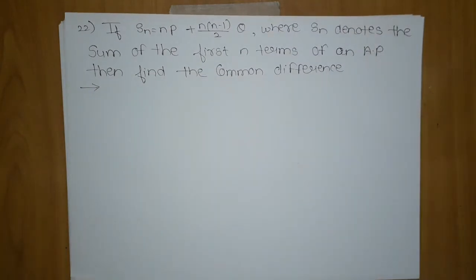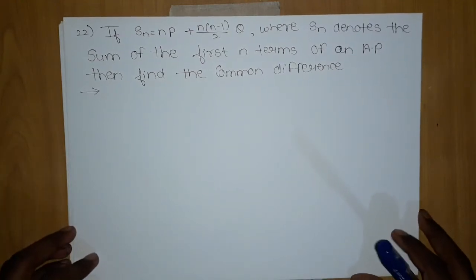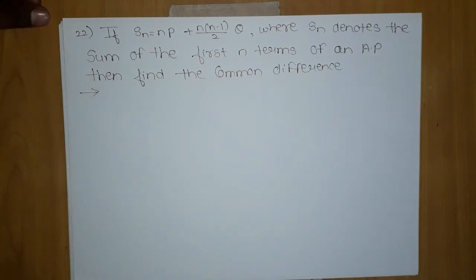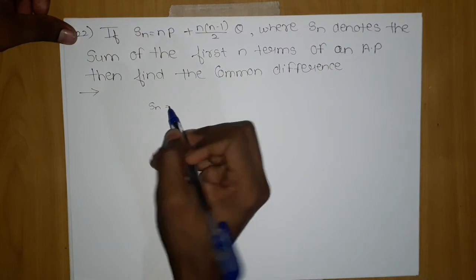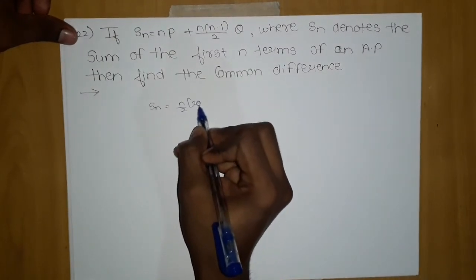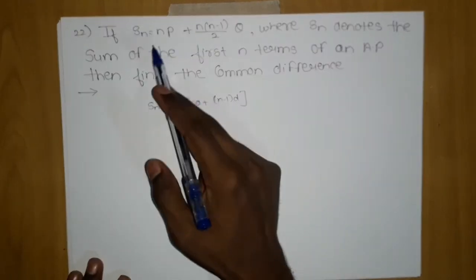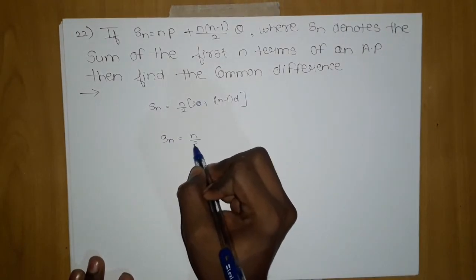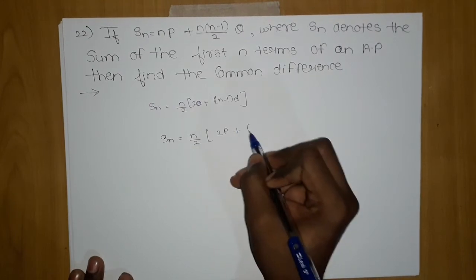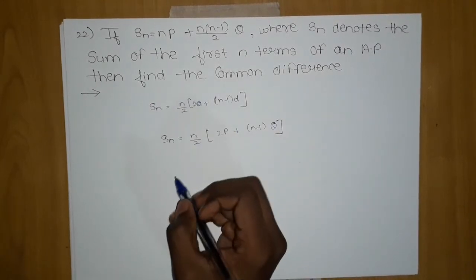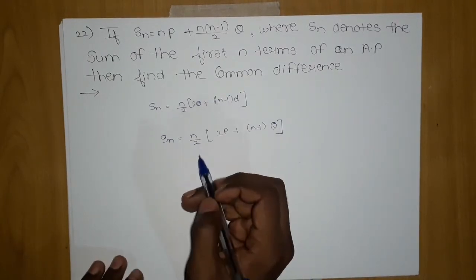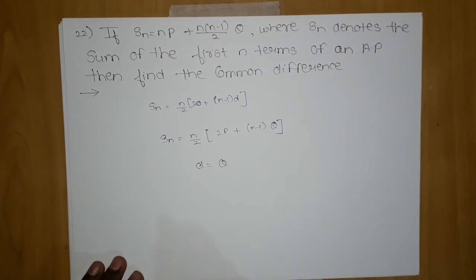Okay, now let's see the 22nd question, which says if Sn is equal to np plus n into (n minus 1) into q upon 2, where Sn denotes the sum of the first n terms of an AP, then find the common difference. Now if I compare this Sn with (n by 2) bracket 2a plus (n minus 1) into d, if I bring n by 2 outside, what we have is 2p plus (n minus 1) into q. So what you can see from here is d is nothing but q. They wanted us to find the common difference, which is q.